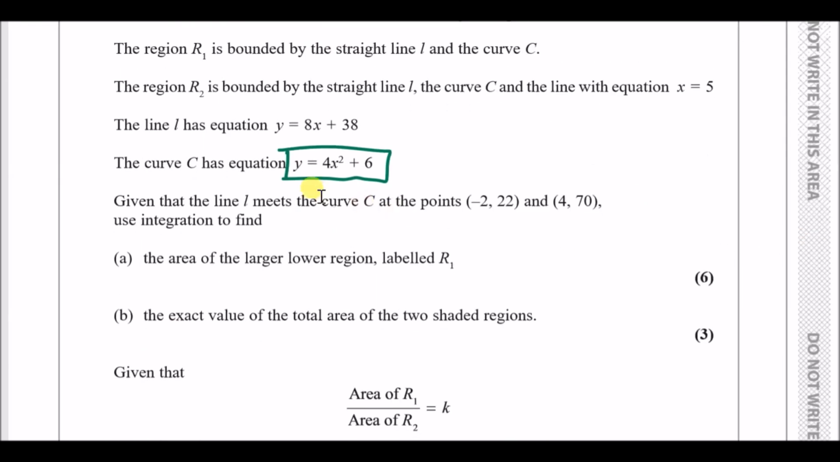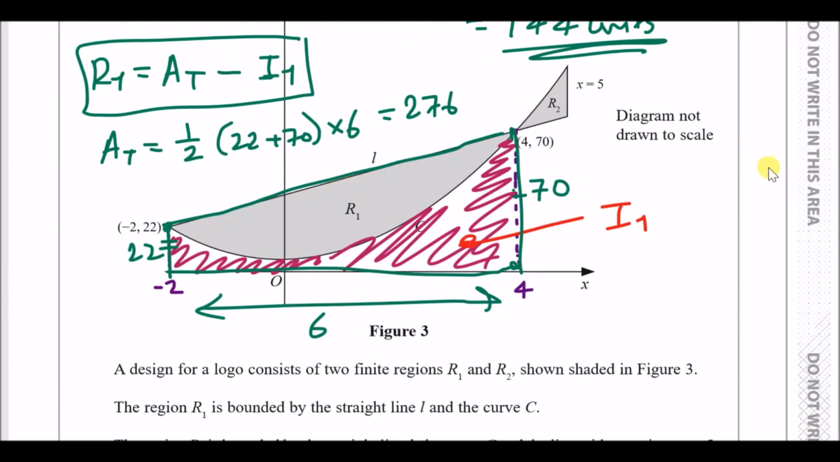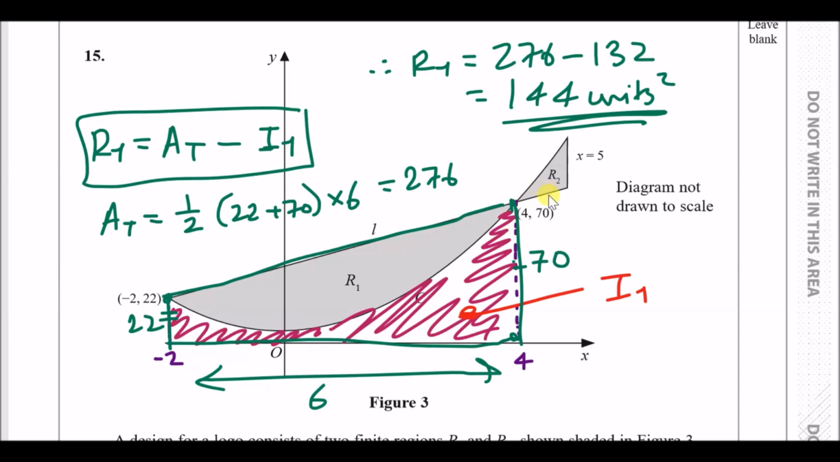And now for part B, we're going to need to find the exact value of the total area of the two shaded regions, so R1 plus R2. Well, we got R1. Let's try and work out R2 then. Looking at R2 carefully, it's kind of similar to R1. It's more or less the same thing. The only difference now is that the limits are between 4 and this new line, x equals 5.